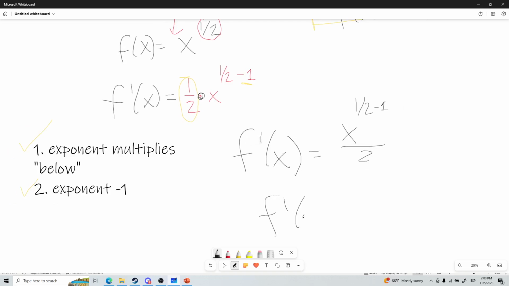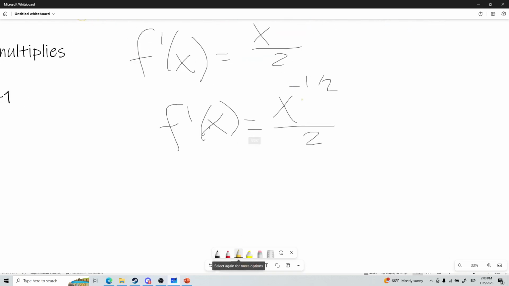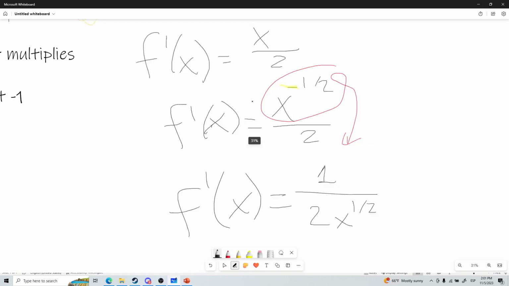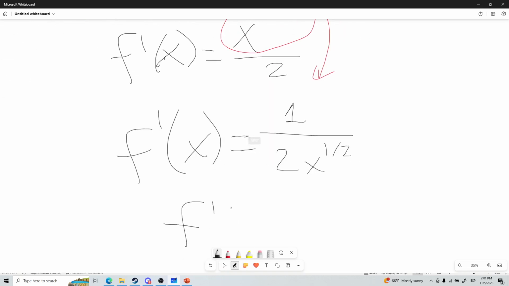Now I leave the exponent pretty. I end up with x to the power of negative 1 half divided by 2. And because the exponent is negative, it goes on the bottom. Because of this negative up here, I end up with the whole thing going on the bottom and switching the negative. So it's 1 divided by 2 times x to the power of 1 half. And we already said that x to the power of 1 half is just a square root. And so we end up with 1 divided by 2 square root of x.